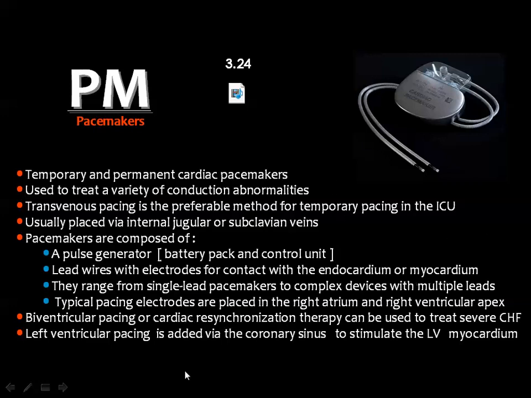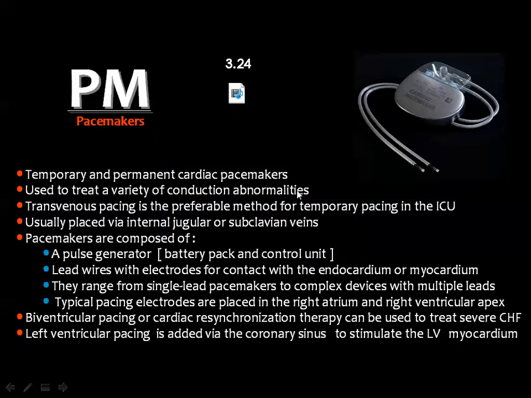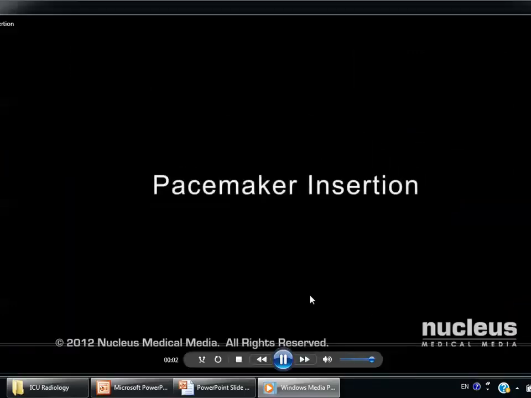Different pacemakers are available, including single lead and complex devices with multiple leads. Typical pacemaker electrodes are usually placed in the right atrium and the right ventricle, but sometimes we may have biventricular pacing, and also left ventricular pacing is added through the coronary sinus to stimulate the left ventricular myocardium. This is a video that will show you how the pacemaker is inserted.